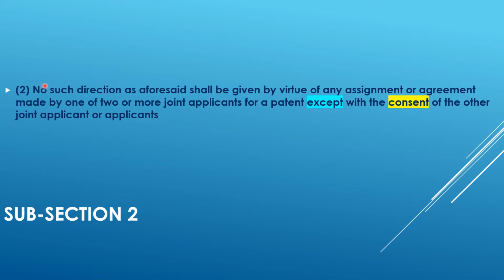Subsection 2 says, no such direction as aforesaid shall be given by virtue of any assignment or agreement made by one of two or more joint applicants for a patent, except with the consent of the other joint applicant or applicants. Okay friends, the simple meaning of this subsection is, we can say, for making a request under form 6, the consent of the other joint applicant is compulsory or mandatory. Okay, that's all.